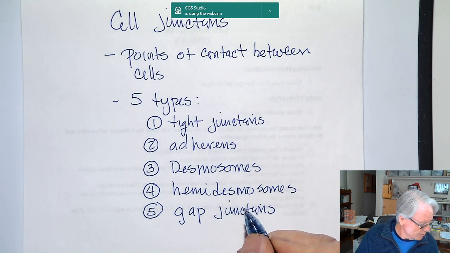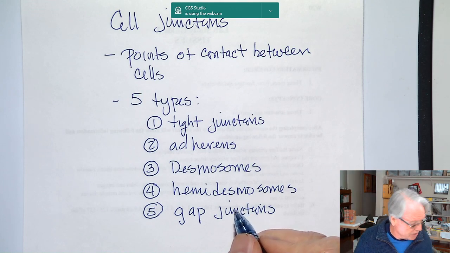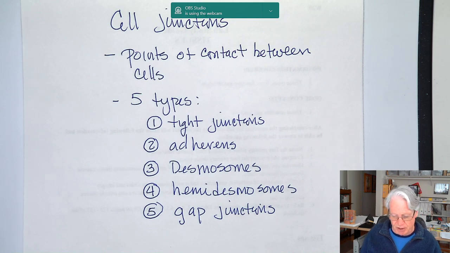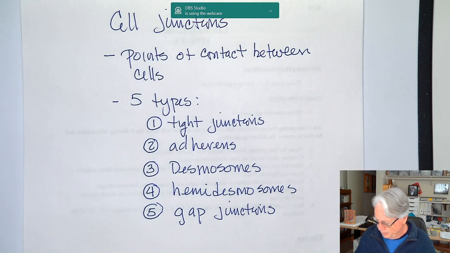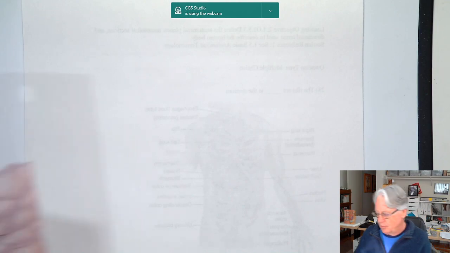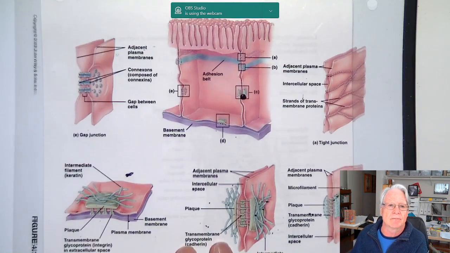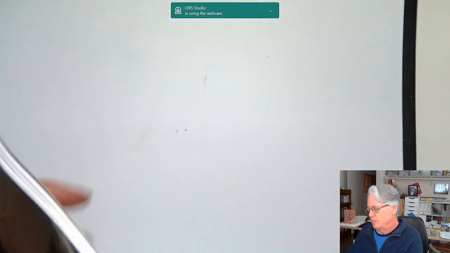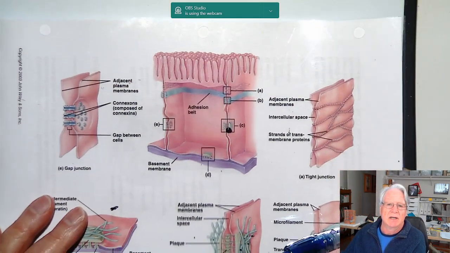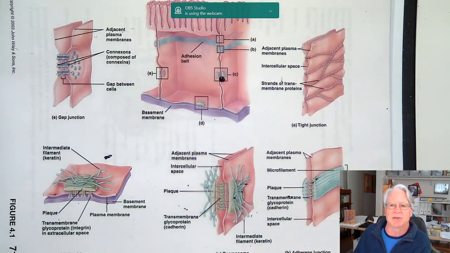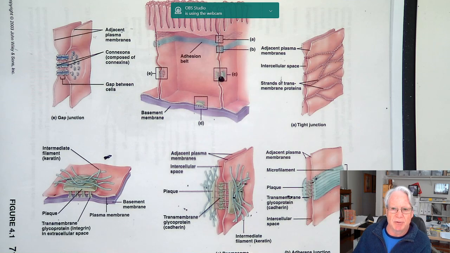Let's take a quick look at those, and then we'll come back into our notes and describe them and draw them out a little bit in detail. So here we have all of the 5 different types of connections or junctions between cells that we've talked about.